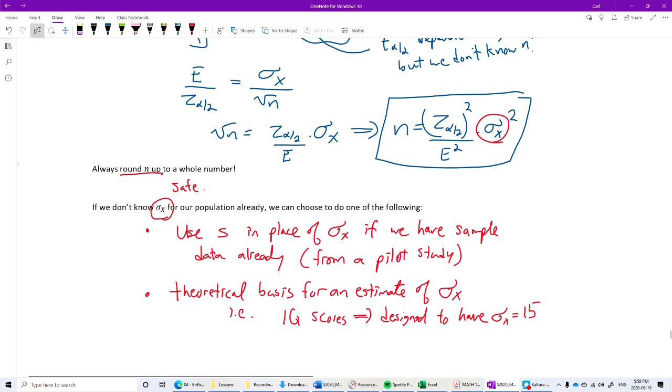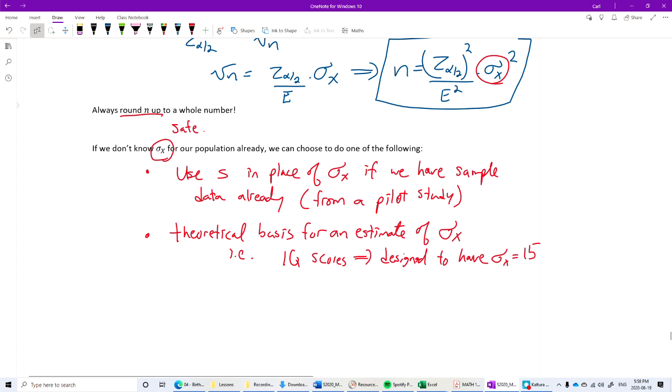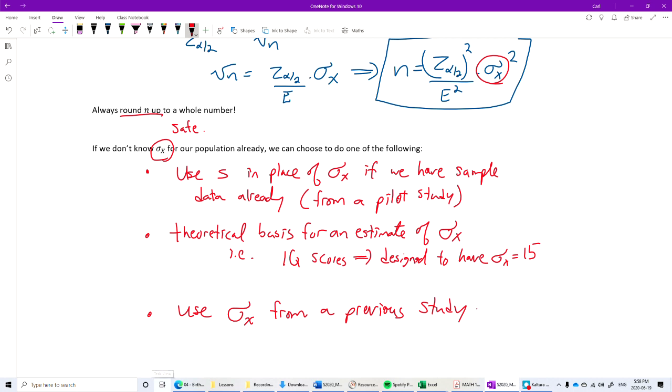Is there anything else? Well, basically the last thing would be using a sigma x from a previous study, which is similar to the first one, but maybe it's a study from a few decades ago. You're not sure if the population has changed, but we can use the same parameter sigma.